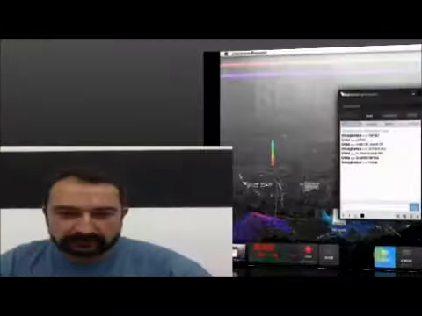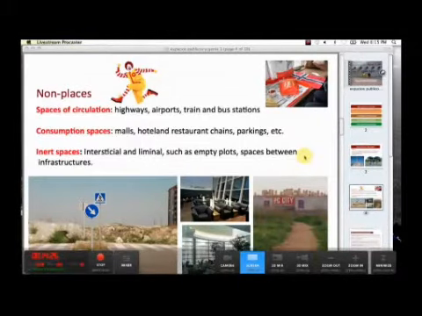So what would be non-places? Non-places would be spaces of circulation, like highways, airports, trains, bus stations. There would be consumption spaces, like malls, hotels and restaurant chains, parkings, and inert spaces, like interstitial and liminal spaces, such as empty plots.